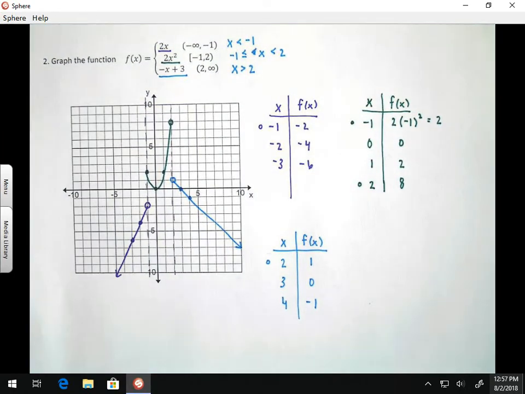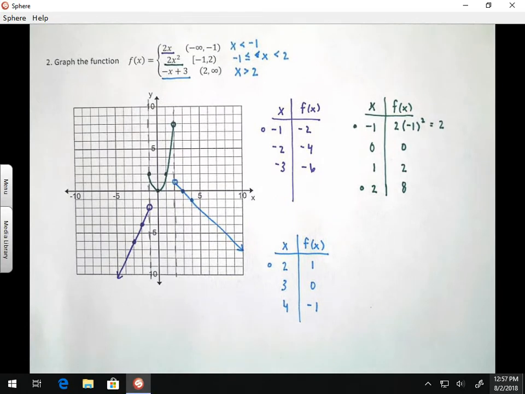So not everyone will need to use tables all the time, but I think this is a good way, if you do struggle a little bit with this concept, to kind of organize your work and make sure you have the appropriate pieces. So that's it for the first video. You have some practice with this, and there'll be one more video where we use the parent functions to talk about these piecewise graphs.